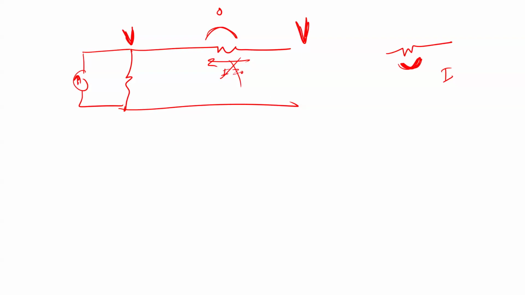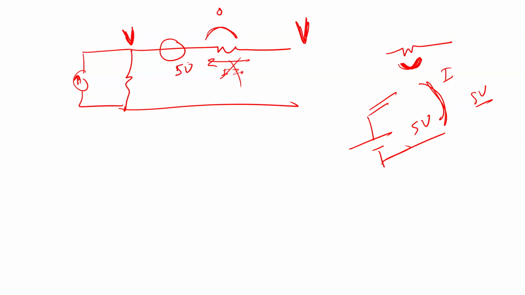Very simple. Okay? However, this is not the case if you have a voltage source. If you have a voltage source, you have a voltage drop even if there is no current. You understand what I'm saying? So here, if I have a battery, this battery is 5 volts. Even if there is no current here, even if you open the circuit this way, the voltage drop here is still 5. Big difference.